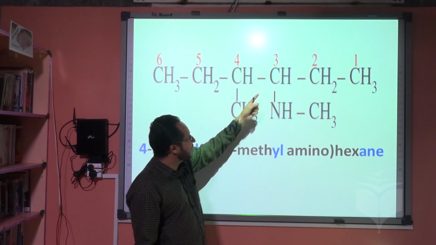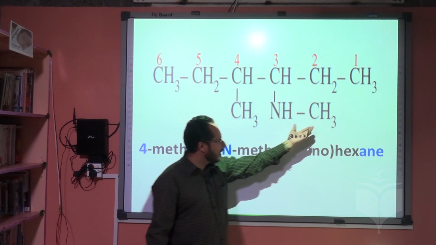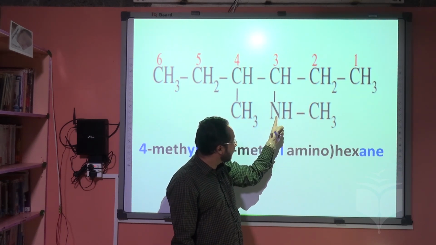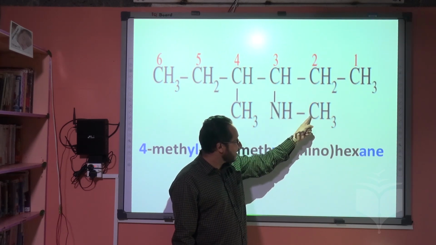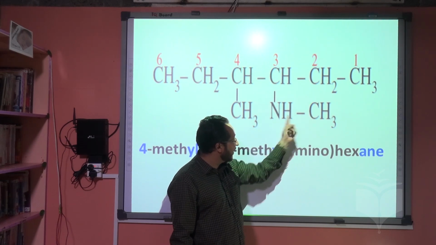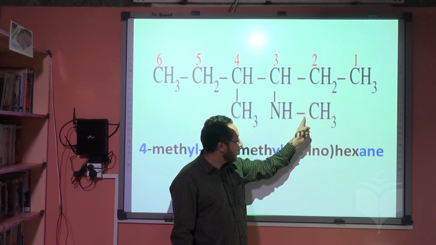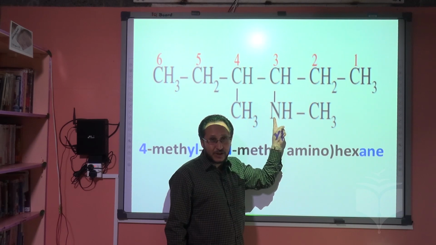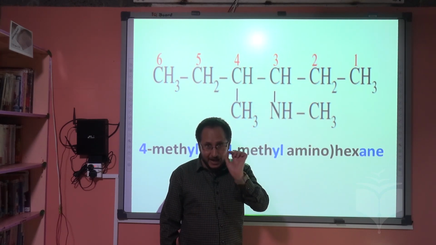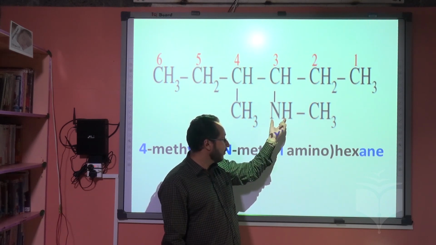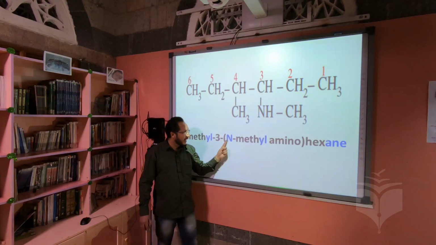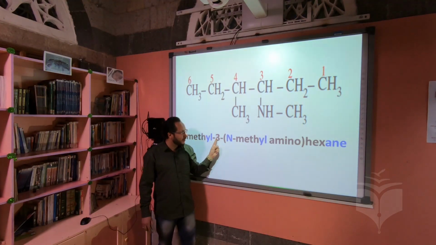Now at carbon number 3 we have amino, but we have a branch, and this branch is attached to the nitrogen atom. In this case we can say at carbon number 3 we have N-methyl, because this is methyl attached to the nitrogen atom. So we can write it N-methyl amino, but all of them at carbon number 3.